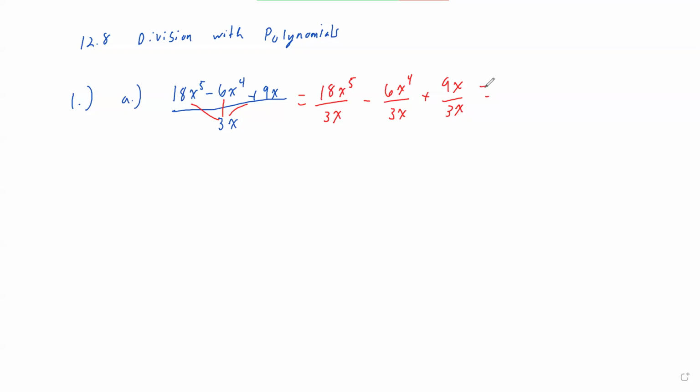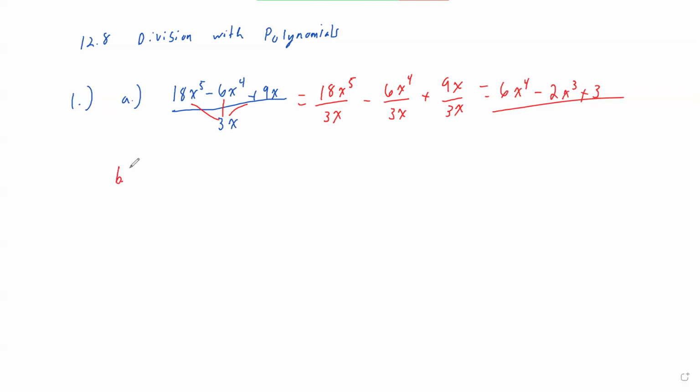18 divided by 3 is 6. If I'm dividing, I'm subtracting. So 5 minus 1 is 4. So I get x to the fourth minus 6 divided by 3 is 2. 4 minus 1 is 3. So that becomes x cubed plus 9 divided by 3 is 3. And then 1 minus 1 is 0. So my x's actually cancel each other out. And that's your final result.